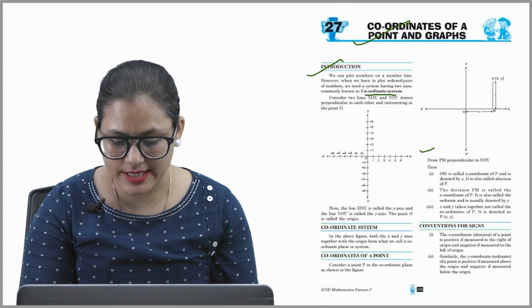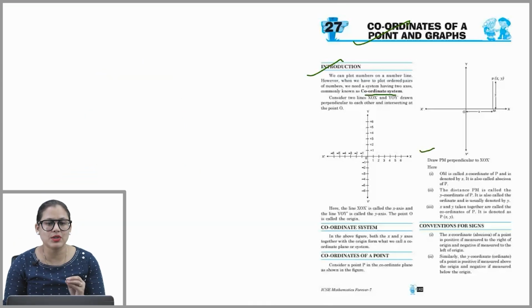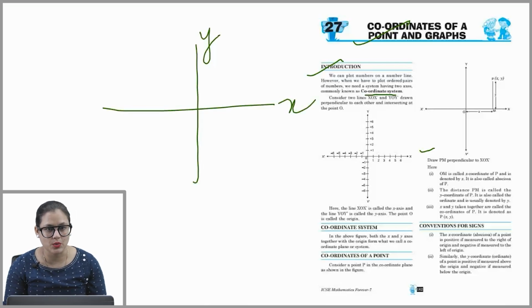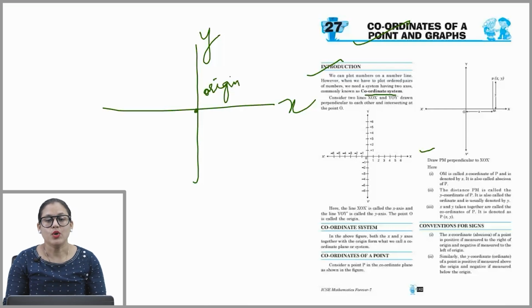See, XOX', YOY'. Here the XOX' is called the x-axis. Okay, this is x-axis, this is y-axis. Okay, and the point O is the origin. Coordinate system. In the above figure, both the x and y axis together with the origin form what we call a coordinate plane or system.